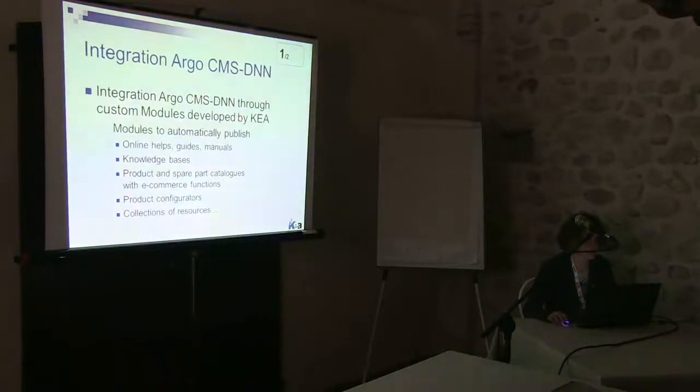The integration between Argo CMS and DNN is based on custom models developed by KEA. Those models aim to automatically publish online helps, guides, manuals, knowledge bases, product and spare part catalogs with e-commerce functions, but also product configurators and collections of resources.